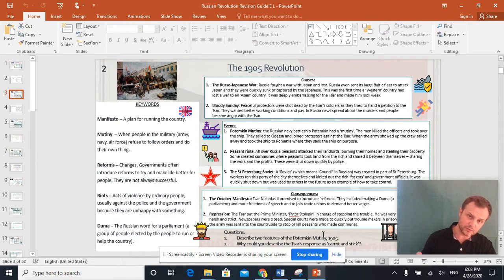Causes. First one, the Russo-Japanese War. This is going to sound a bit strange, but I like this war. I like the story and what it meant. Essentially, Russia fights Japan and Japan wins, which is very embarrassing to Russia. And it made people look at the Tsar like he was a bit of an idiot, right? That's the gist. That's the overview. Russia fights Japan, Japan wins. The Tsar looked like a plonker.